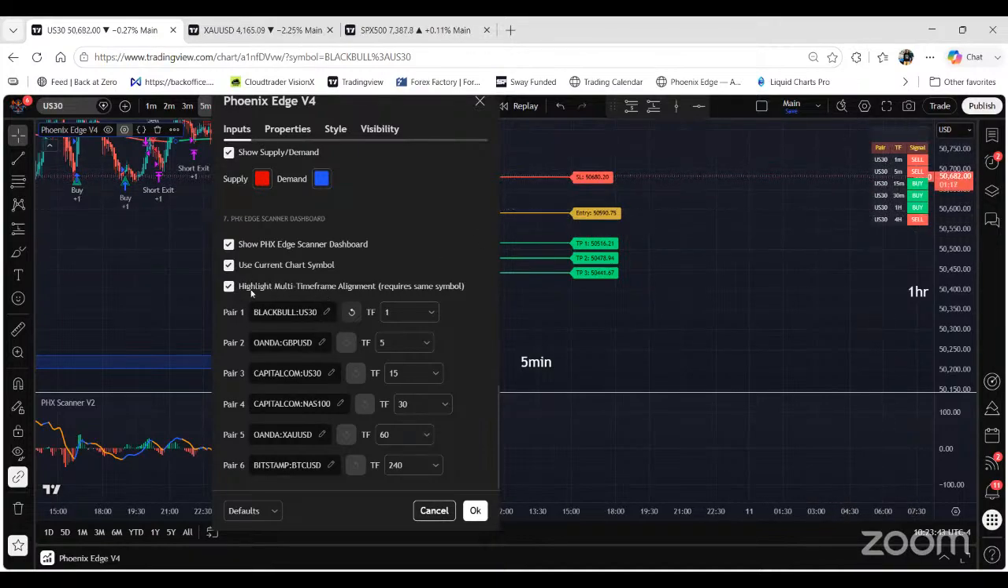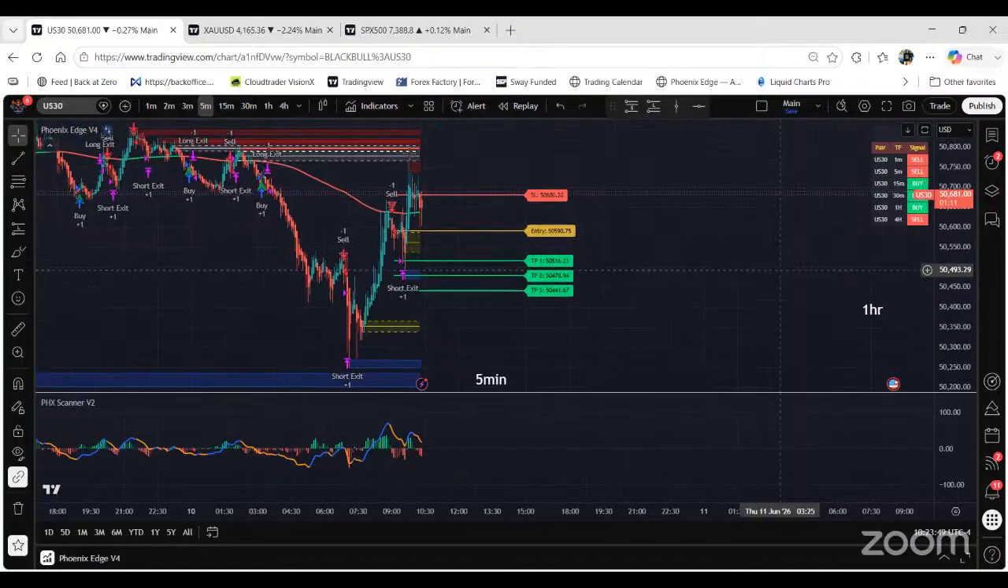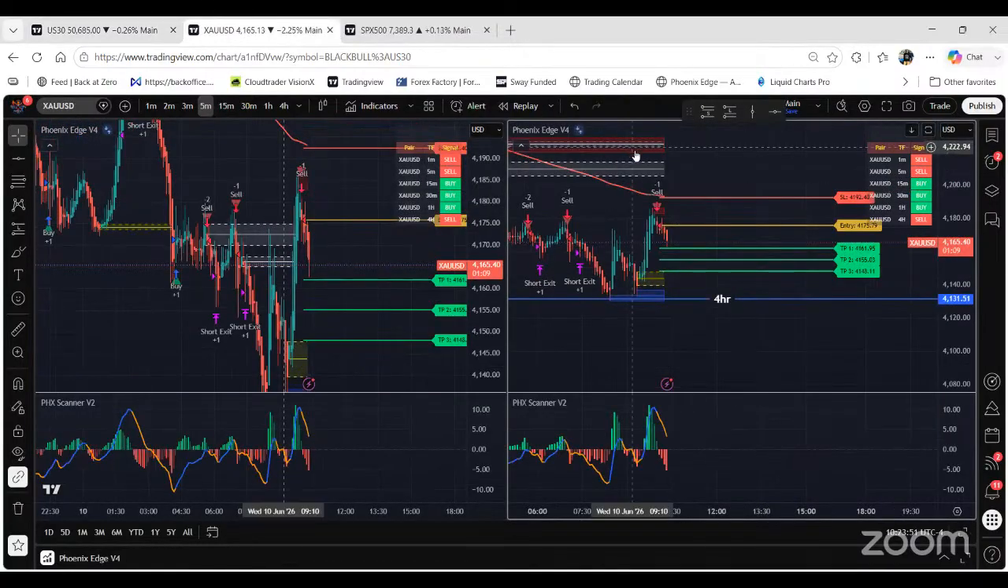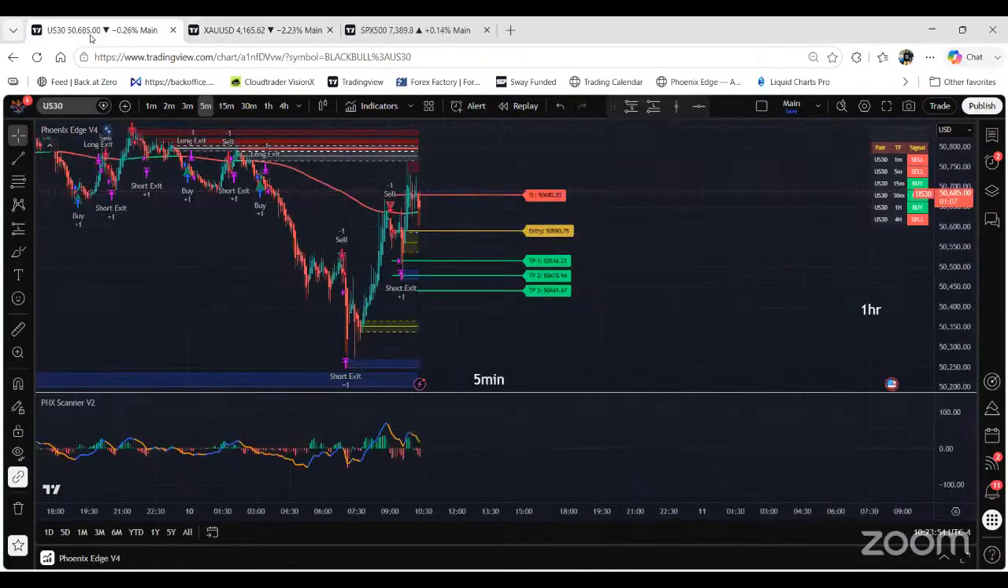Use the highlight alignment time frame manager. So what that does is, let me see, I see it. Not on gold, not on US 30. Okay. So if we have 4 or more time frames that align, you will see a gold background on them. So let's say 1, 5, 15, and 30-minute all align. They will show you a gold background on the pair and time frame section.